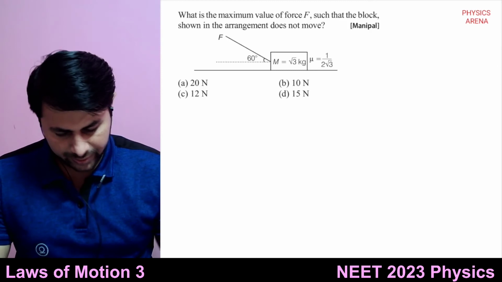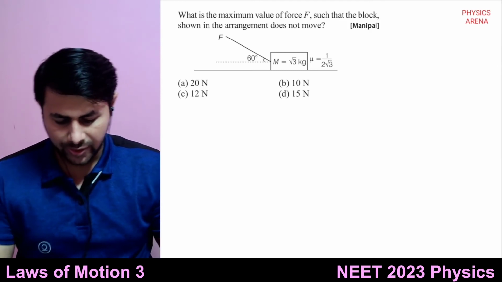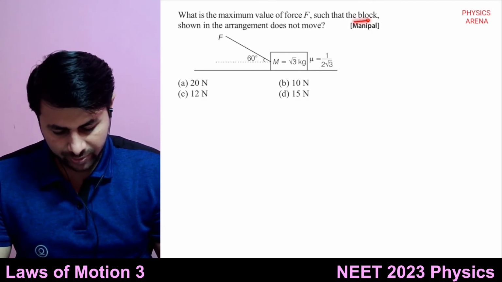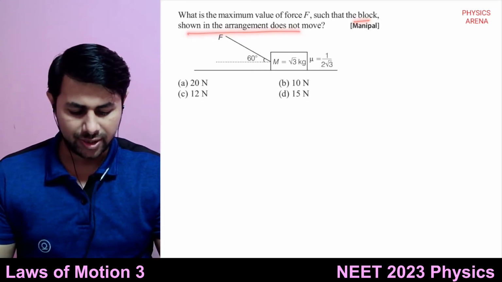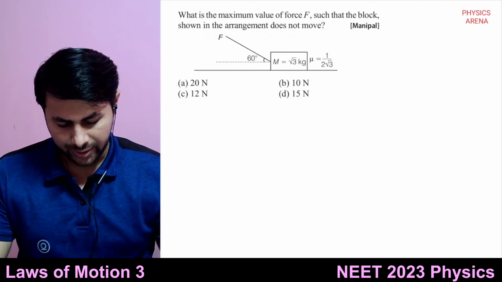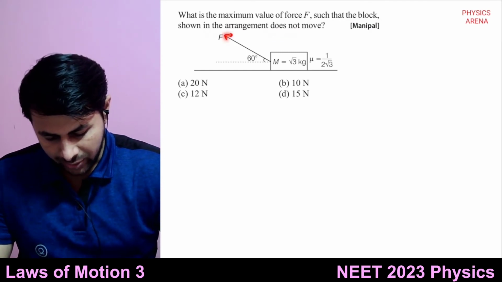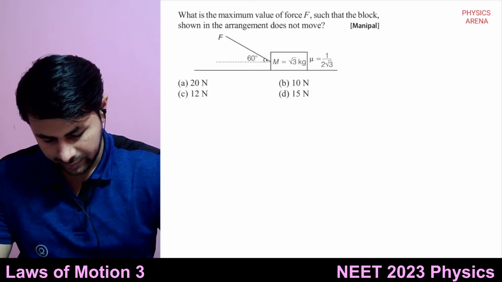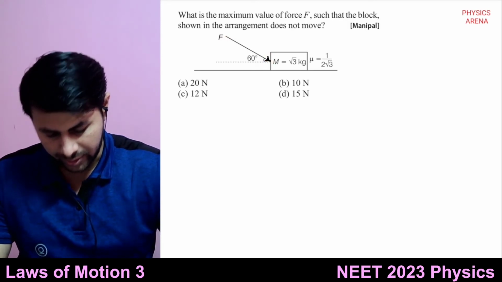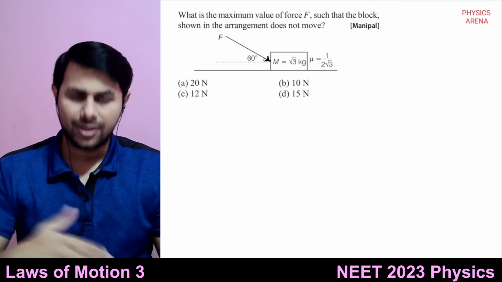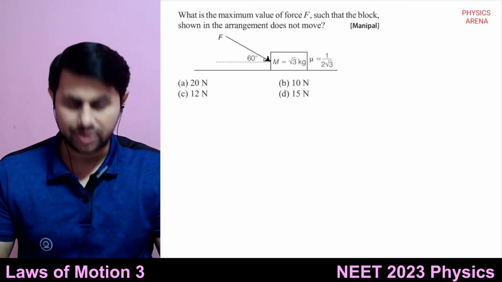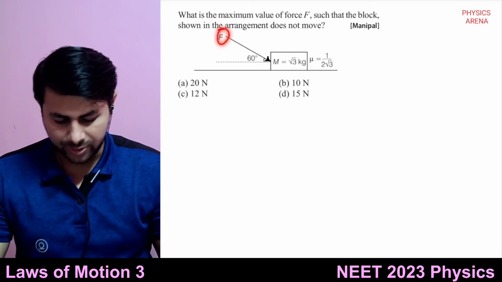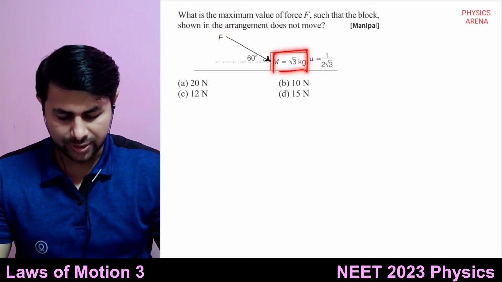All right. So this problem asks: what is the maximum value of force F such that the block shown in the arrangement does not move? The arrow of this force is not like this, it is like this. So the force is acting slanting downwards on this block. Now we have to find out the maximum value of this force such that this block does not move.